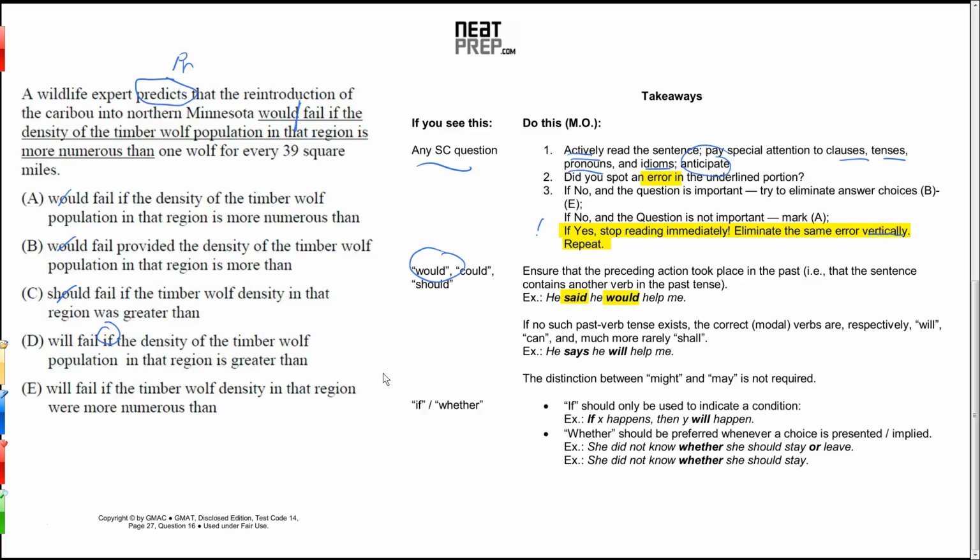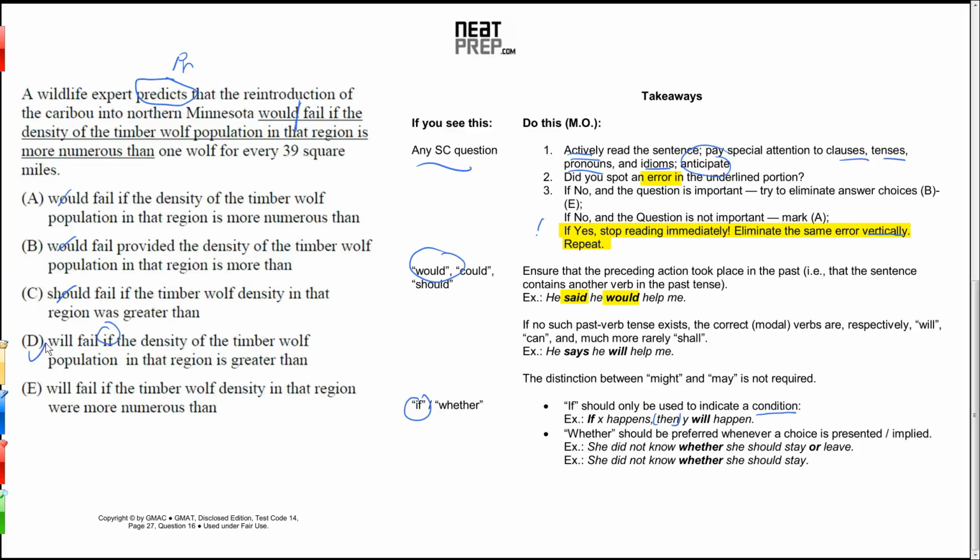This is the second thing that we're going to take that's specific to this question. Whenever you see if, it should be used to indicate a condition. So I'm looking forward to a condition. The population will fail if something happens. Mind you, if something happens, the population will fail. After the if, we have it in present, and after the then, which is optional, we have it in future. Population will fail, that's the future, and the present is if the density of the timber wolf population in that region is greater than 1 wolf for every 39 square miles.